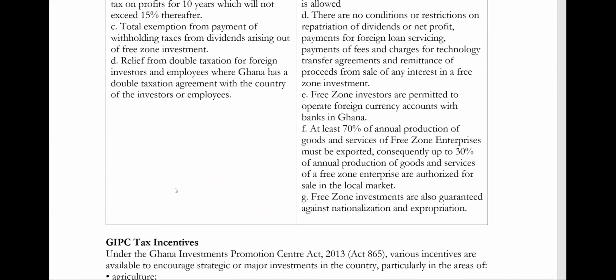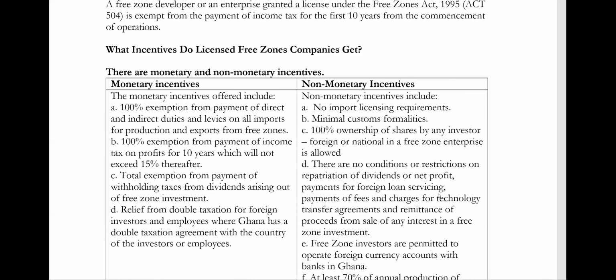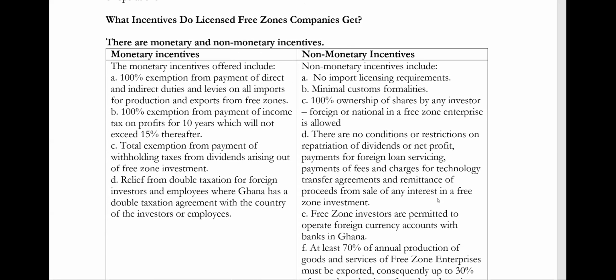And also there's an amicable dispute settlement procedure. If there's any dispute between a free zone enterprise or developer and any government body, the free zones board can settle the dispute and create a consensus or compromise easily, okay? So these are the incentives that free zone companies enjoy. If you locate yourself in the free zones, you enjoy these. So you see, locational incentives are not bad. That's why I've grouped all of them.